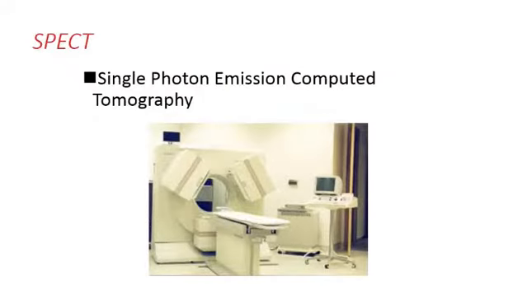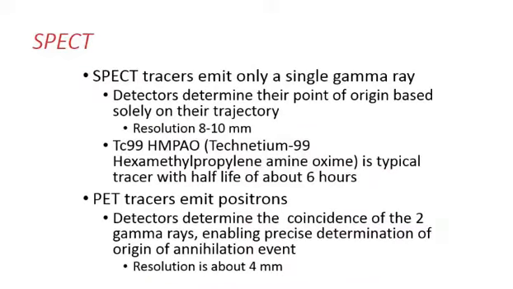SPECT, or single photon emission computed tomography, is this a SPECT camera, and instead of two photons being emitted at a 180-degree opposite phase, there's only one photon, hence the name single photon emission computed tomography. And it uses a compound called TC99HMPAO. It's got a long and complicated name, but it has a half-life of about 6 hours. Some of the PET compounds that are used have half-lives of about 2 hours or as low as 2 minutes.